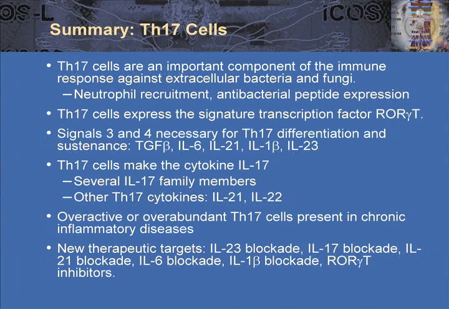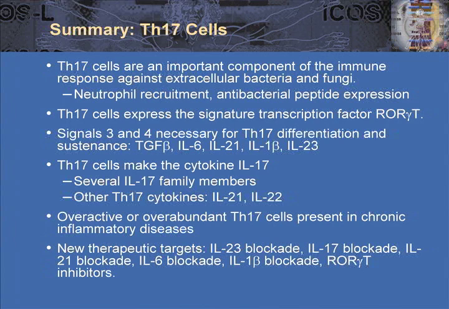So to summarize what Th17 cells are and what they do, these are an important component of the immune response against extracellular bacteria and fungi. Th17 cells, by virtue of secretion of the signature cytokine IL-17 and other cytokines, lead to neutrophil development, neutrophil recruitment to sites of infection, as well as the expression of antibacterial peptides. Th17 cells are defined by the expression of the signature transcription factor, ROR-gamma-T, which is driven by STAT3. Signals 3 and 4 are necessary for Th17 differentiation and sustenance.